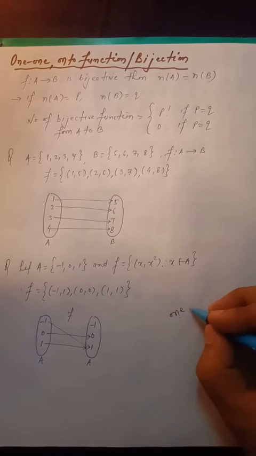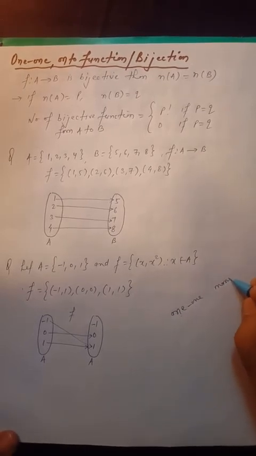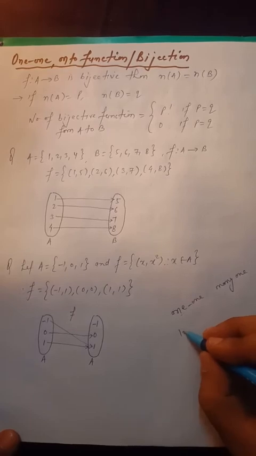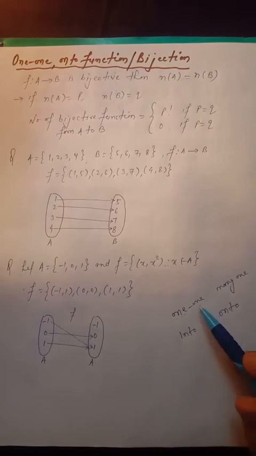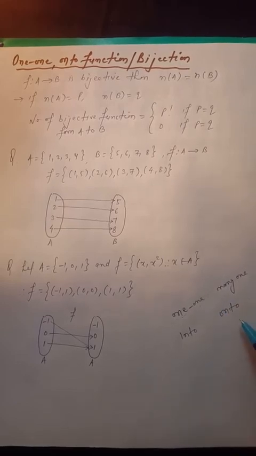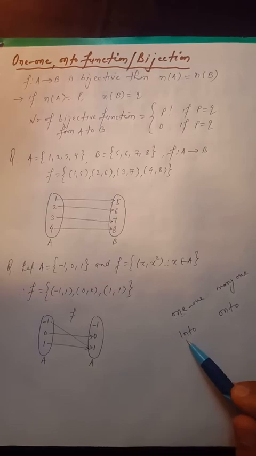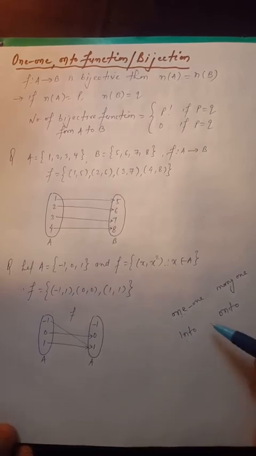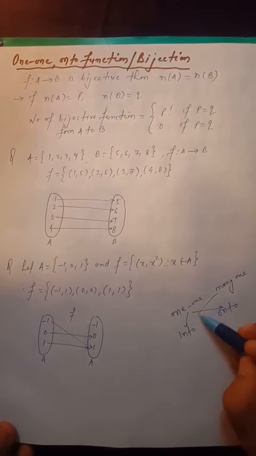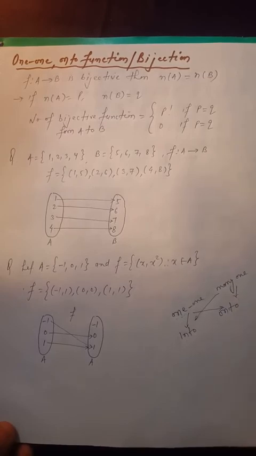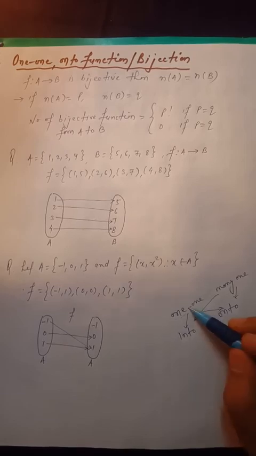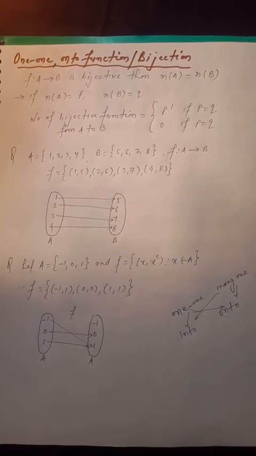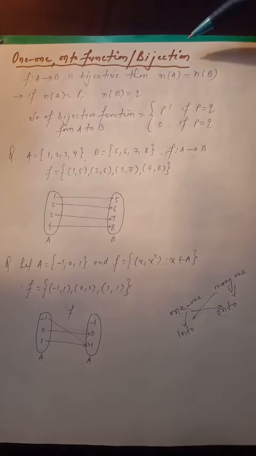So till now we have discussed that a function is either one-one or many-one, and either into or onto. If a function is not one-one, obviously it will be many-one, or if a function is not onto, it will be into. So there are 4 combinations: either one-one into or one-one onto, or many-one into or many-one onto. Here I am going to discuss a very important type, which is one-one onto. So a one-one onto function is known as bijection.